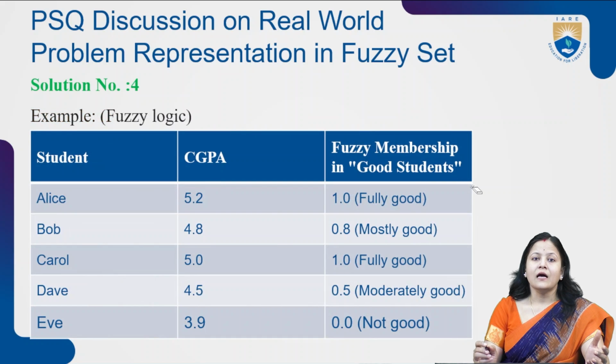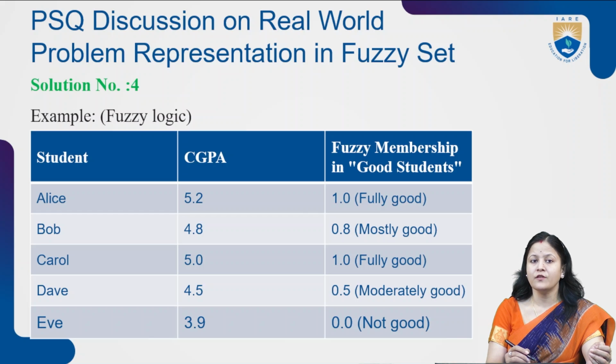Now we'll see the example for this fuzzy logic with this student example. Now 5 students and their CGPAs are given. For the first student, Alice, the CGPA is 5.2. Definitely the fuzzy membership value would be 1.0, meaning fully good.